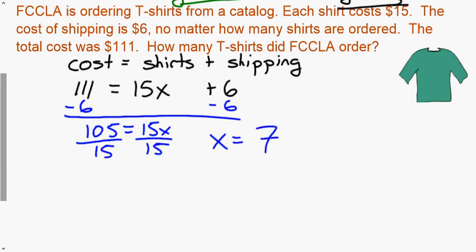Now, you're going to hear this phrase a lot from me. A word problem has a word answer. In other words, you need to have a label. In this case, we're talking about shirts. So they ordered 7 shirts.